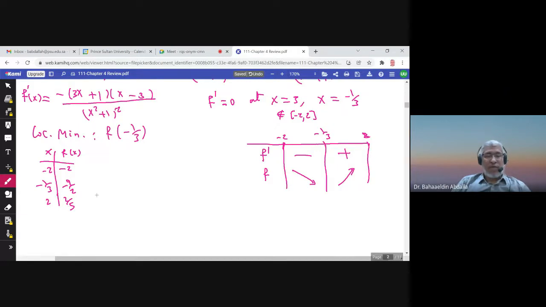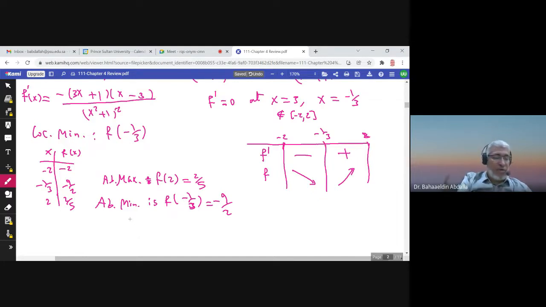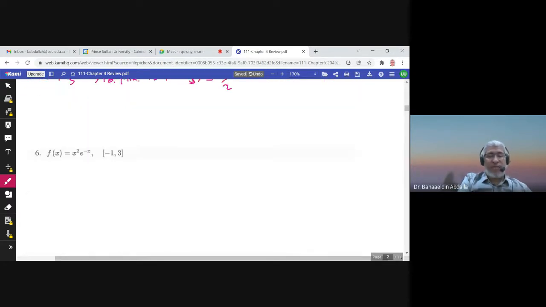Now that's the largest, so the absolute maximum is f of 2, which is 2 over 5. And the absolute minimum: negative 9 over 2 is less than negative 2, so it's f of negative 1 over 3, which is negative 9 over 2. So again, f of negative 1 over 3 here is a local minimum and absolute minimum at the same time.